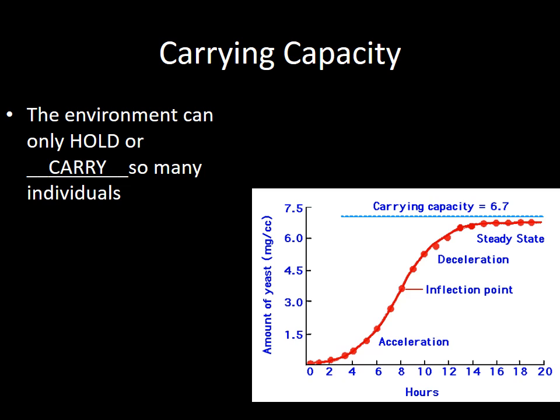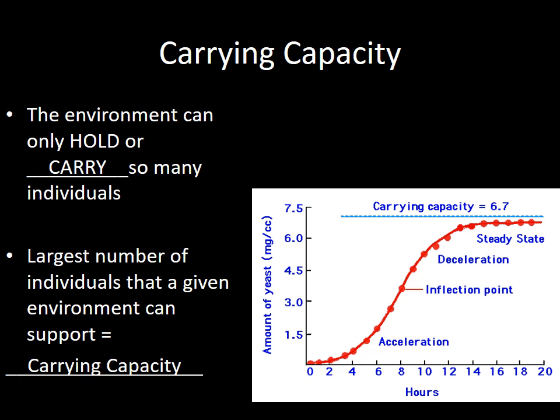That actual number, or about the number that the graph reaches when it's growing logistically, is known as the carrying capacity. So the carrying capacity is literally the amount of individuals that the environment can hold or carry. So it's the amount of individuals that can actually be supported in that environment. So in this case, look at this graph. You see that it's starting to level off at about 6.7. So that would be the carrying capacity of this yeast population.